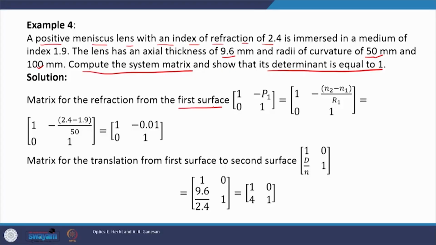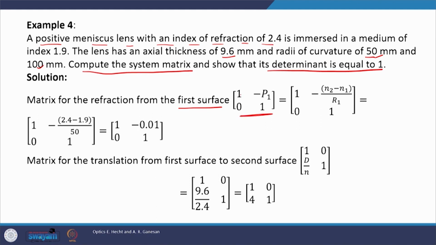Therefore, we will have two refraction matrices and one translation matrix. We will have to calculate all three matrices and then multiply them to get the system matrix. First, let us see how to get the refraction matrix for the first refracting surface.